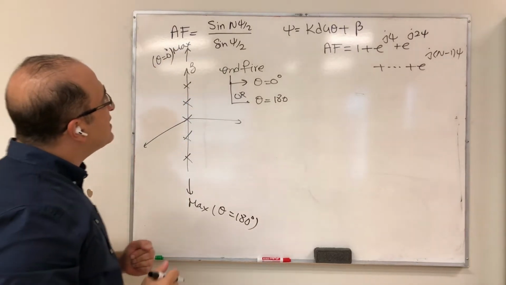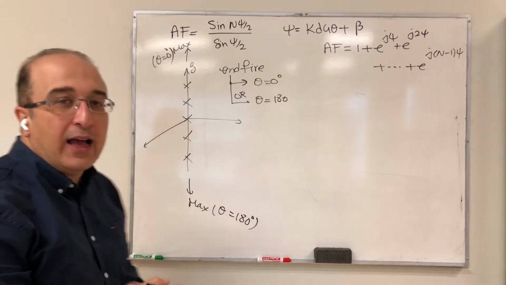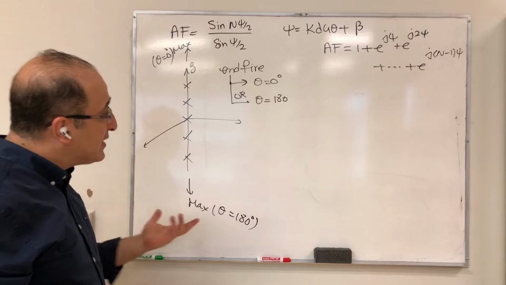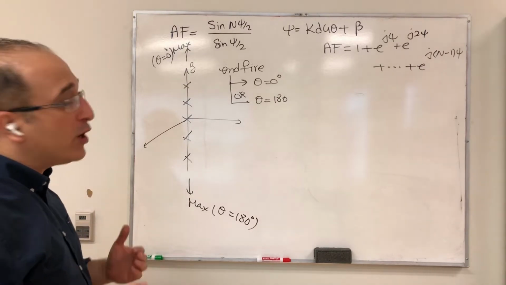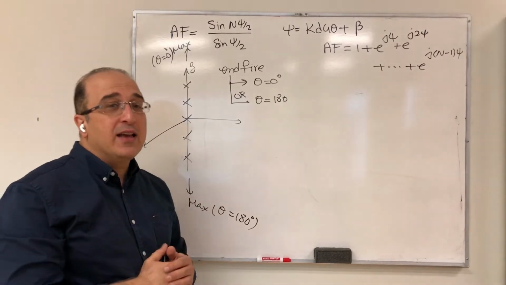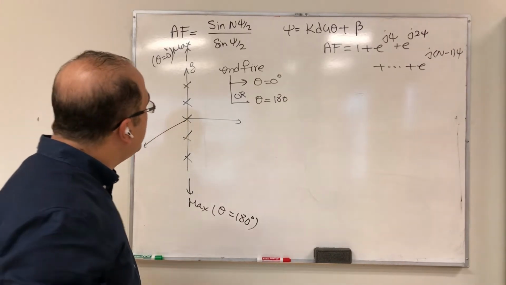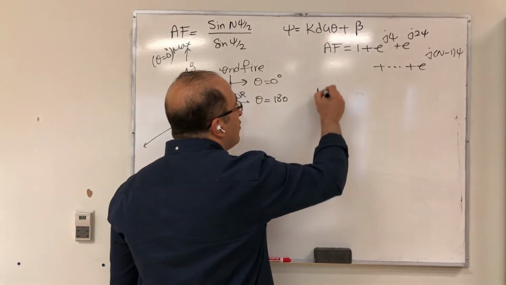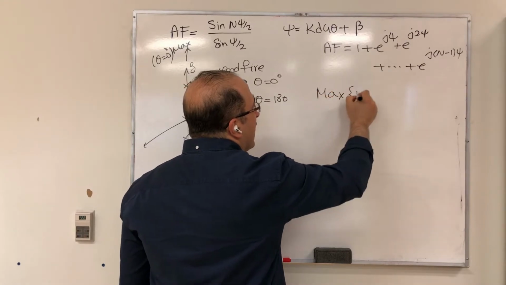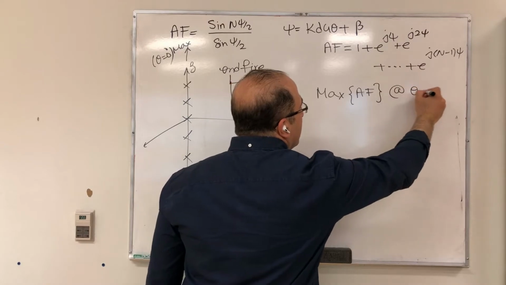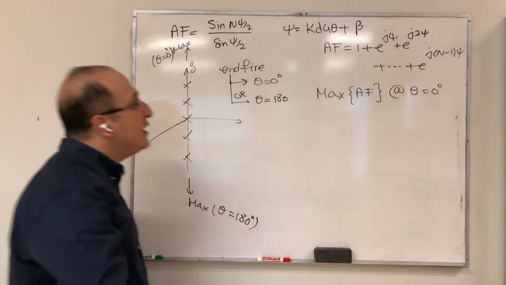Now, the question is, how can we get something like that? How can we make sure that we can have something like this? That's the question that we need to answer. So we're going to do a similar thing as we did in the previous case. If we want to have the maximum of the array factor at theta equals 0, let's find that.